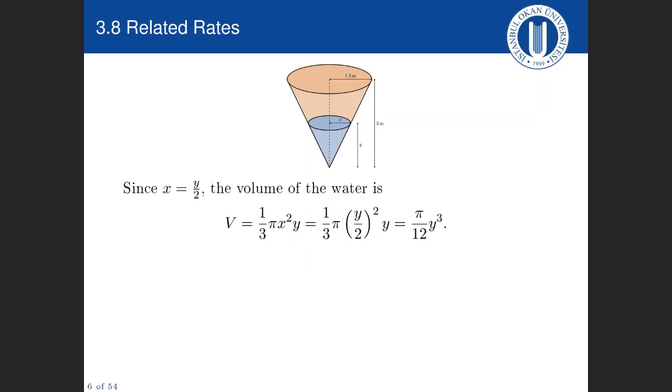So what can we say? Well, the first thing to note is that 1.5 is a half of 3 meters. And because triangles are similar, because the orange triangle I'm drawing now is similar to the blue triangle, we know that x must be a half of y. So because of the shape of the cone, because the cone is 3 meters tall and has a base radius of 1.5 meters, we know that x must be y over 2.